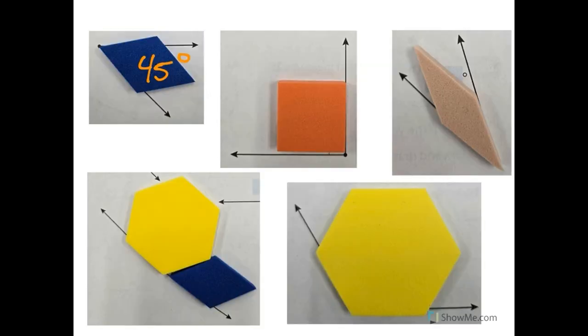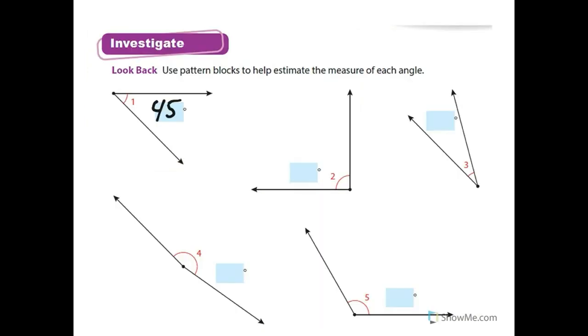This one we've got 90 degrees. This one is 30. Now this one, it's almost a straight line, but not quite. We're going to say it's 170. And then our last one here is 120. All right, so let's go back and put them in there. So we got 90, 30, 170, and then 120.